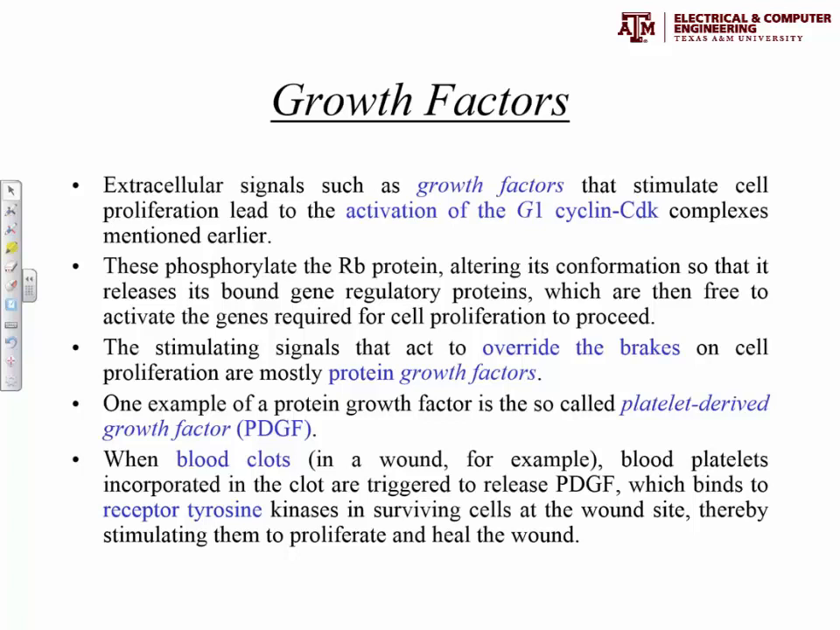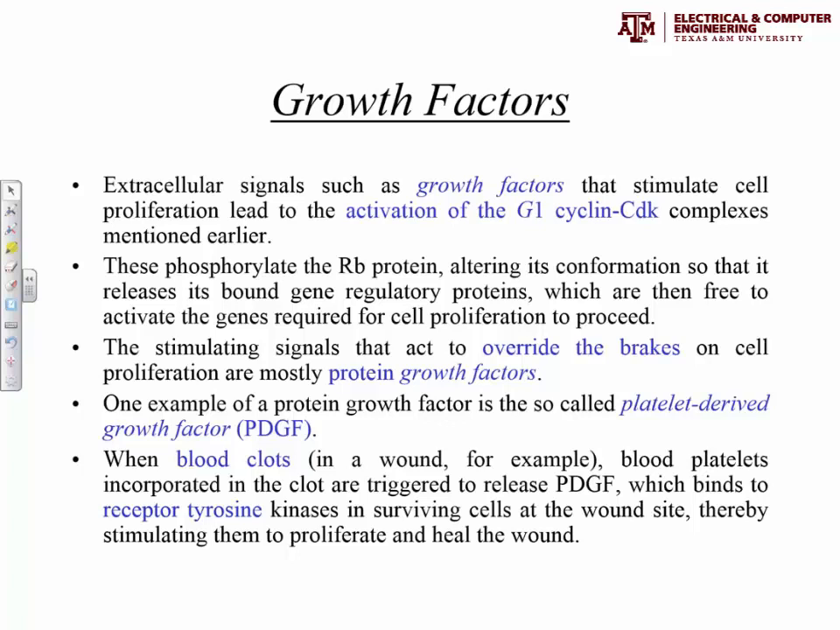The stimulating signals which act to override the brakes on cell proliferation are mostly protein growth factors. These are signals that will come and bind the cell membrane, and there is usually a receptor protein that is conveying the growth factor signaling from outside to the interior of the cell. That will be like an alpha helix that goes through the cell membrane. These are actually called receptor tyrosine kinases because they usually contain the amino acid tyrosine, and it's a receptor that is bound on the cell membrane.